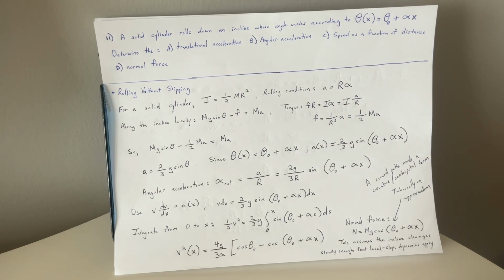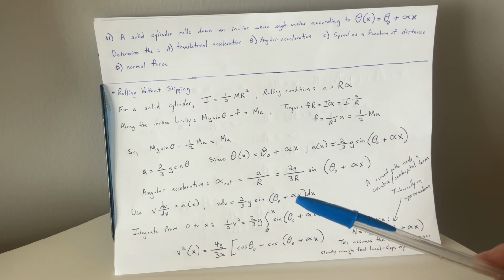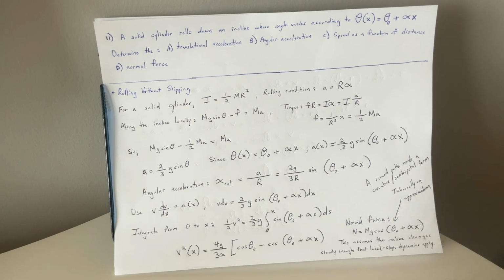Since theta of x equals theta naught plus alpha x, a of x equals 2/3 g sine of theta naught plus alpha x. And our angular acceleration, alpha_rot equals a over r equals 2g over 3r sine of theta naught plus alpha x. So using v dv dx equals a of x, v dv equals 2/3 g sine of theta naught plus alpha x, that quantity dx.